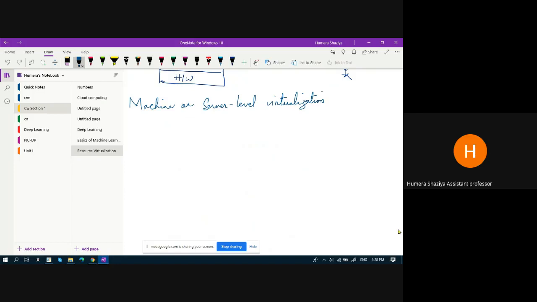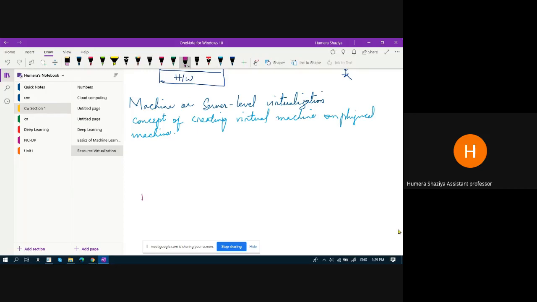So machine level is also known as server level virtualization, and it is a concept of creating virtual machines on an actual physical machine. How is that done? Let us look at the figure.